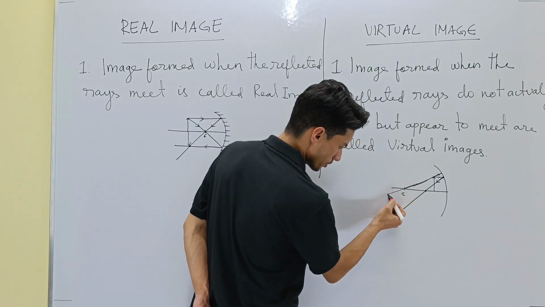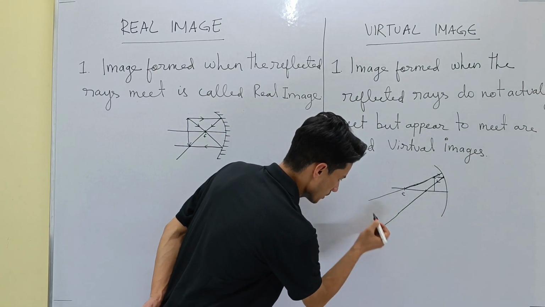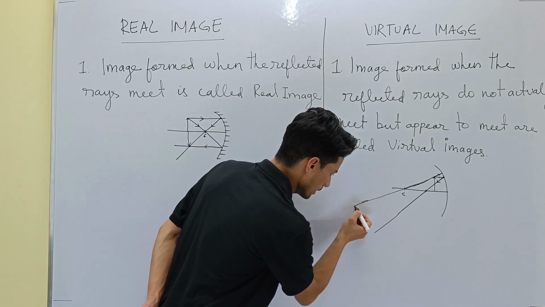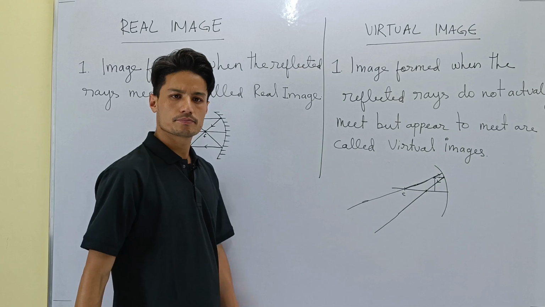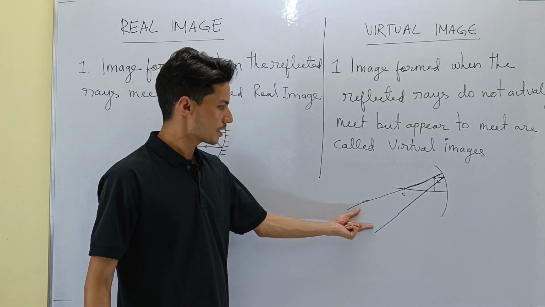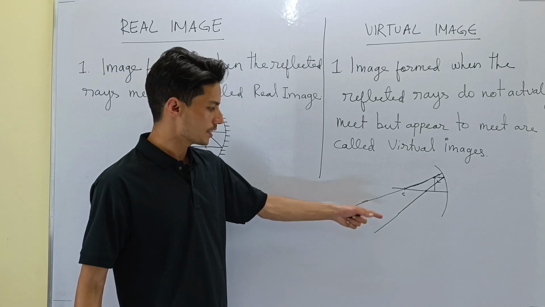Okay, and then it continues the journey like that. Now if you look at the two reflected rays, see the distance between them is only getting bigger and bigger. So they are never going to meet here. The reflected rays are not going to meet.